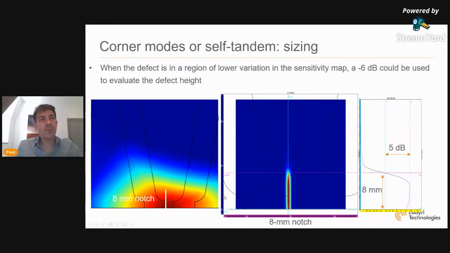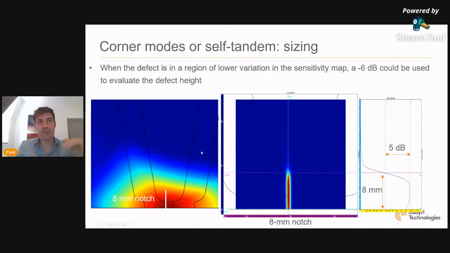So what happens when we have vertical defects? What can we expect in terms of sizing? So let's say we have an 8 millimeter notch. We are still within the red region of our sensitivity map. We look at the 3T mode. So like we draw nicely using the envelope. It's perfect. And if we look at an echo dynamic, so we look at the energy along the z-axis, we can see that for this 8 millimeter, we have about 5 dB drop. It's actually 5.2. So it's not very far from our typical 6 dB drop. So we could potentially use our 6 dB drop as long as the defect is within this highly sensitive region of the region of interest.